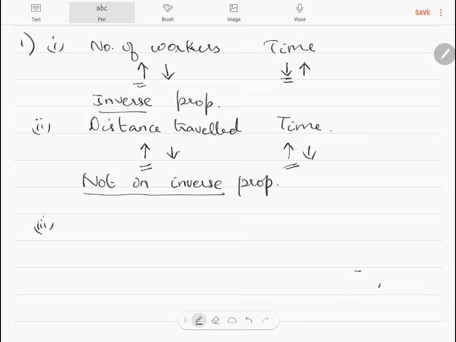Number 3. Area of cultivated land and the crop harvested. When the area of the land increases, the crop harvested will increase. Similarly, when the area of the land decreases, naturally this will also decrease. So, here it is in direct proportion. The question is whether it is in inverse proportion or not. So, this is not in inverse proportion.